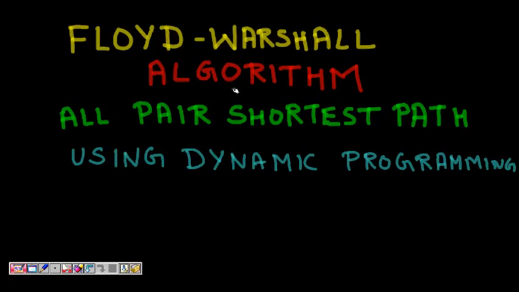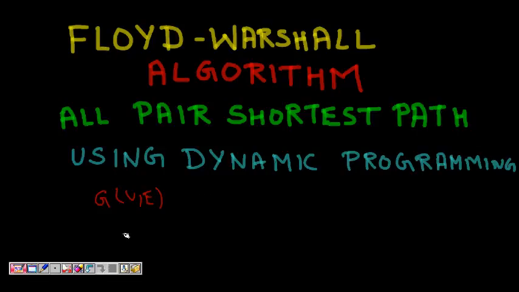In today's lecture, we are going to learn about the Floyd-Warshall algorithm. So what's the Floyd-Warshall algorithm? It's an algorithm to find all pair shortest path. We are given a graph G(V, E), where there are vertices and edges, and we have to find the shortest distance between all pairs of nodes.